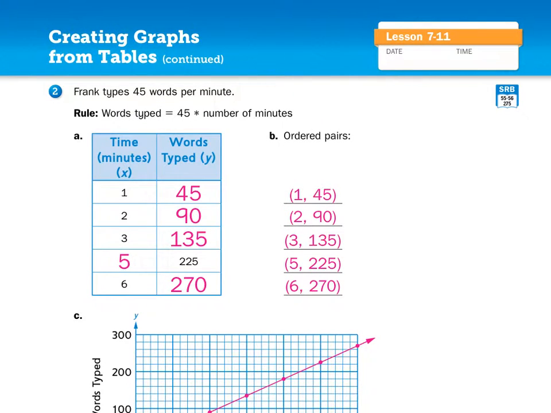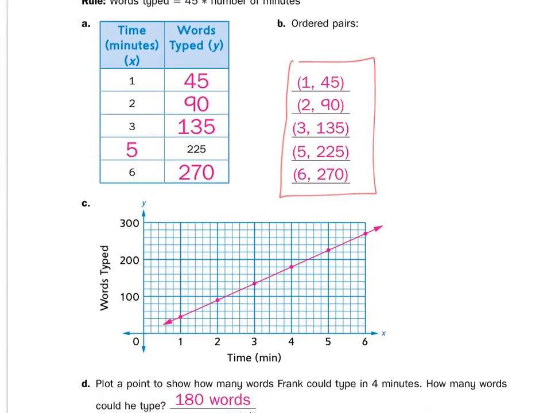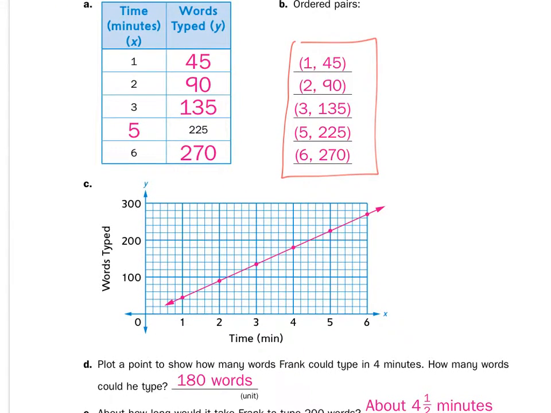Here we are on page 267, and if you did this correctly and you knew that Frank types 45 words per minute, words typed in 1 minute is going to be 45, 2 minutes is going to be 90, 3 is going to be 135. They gave you 225, so you had to divide that by 45 to get 5. And then the last one, you multiply 6 times 45, you get 270. From there, you're going to be able to come up with these ordered pairs, and that will help us to figure out this graph here. You can see if that arrow continued down there, it would go right through that origin.